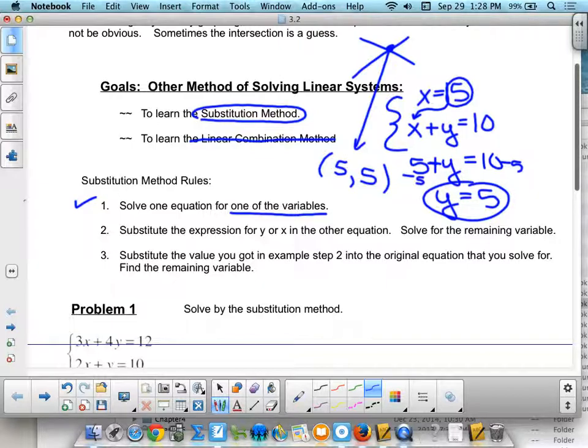Here's the deal. This is what you should write yourself, a quick note. Which one should I solve for? Look for the variable that has a 1 in front of it. So if you see 1x, solve for x. Or what?